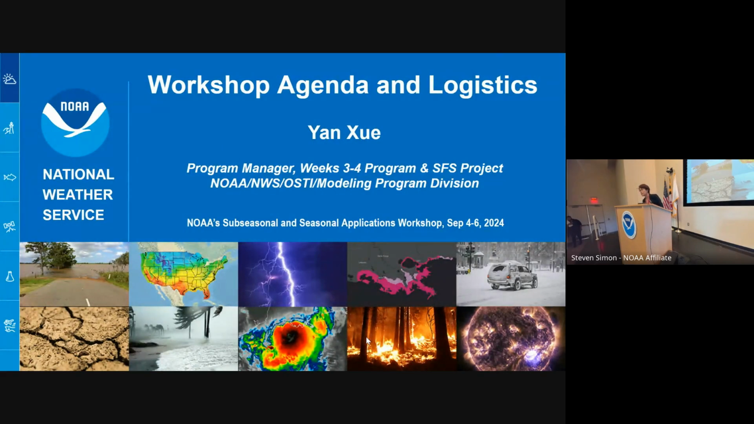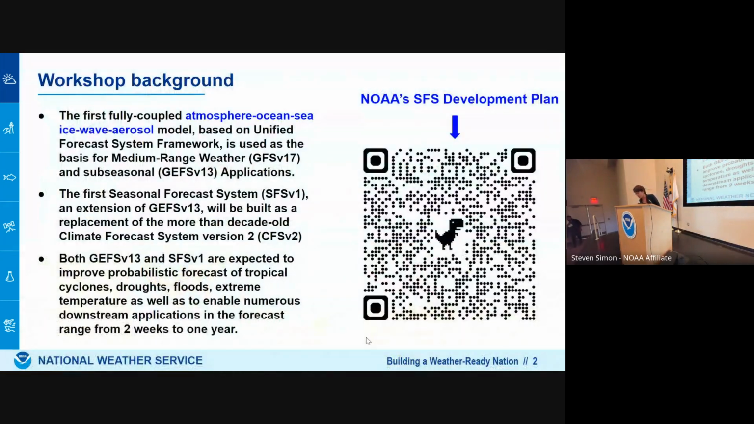I'm going to first give the introductions and some logistics of the workshop. My name, if you don't know, I'm a program manager at the National Weather Service, Office of Science and Technology Integration, Modeling Program. I'm in charge of managing the Week 3, Week 4 program, and recently we started a seasonal forecast system project. So I'm going to explain why we are doing this workshop.